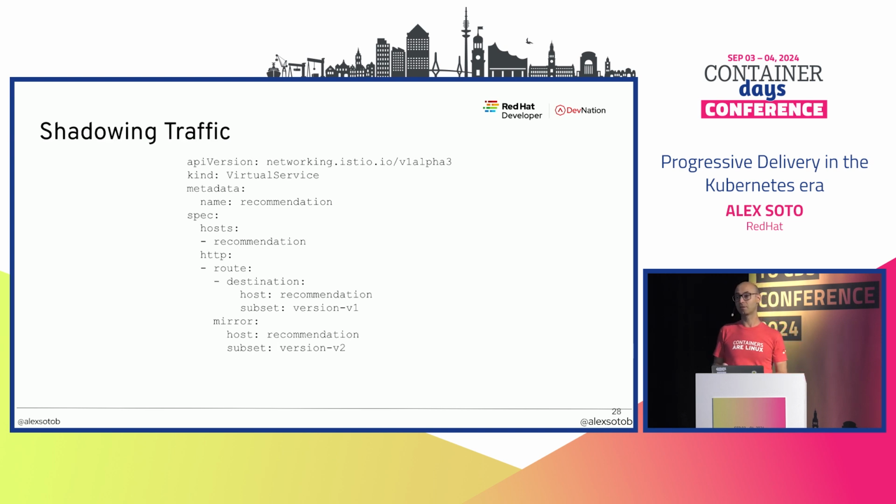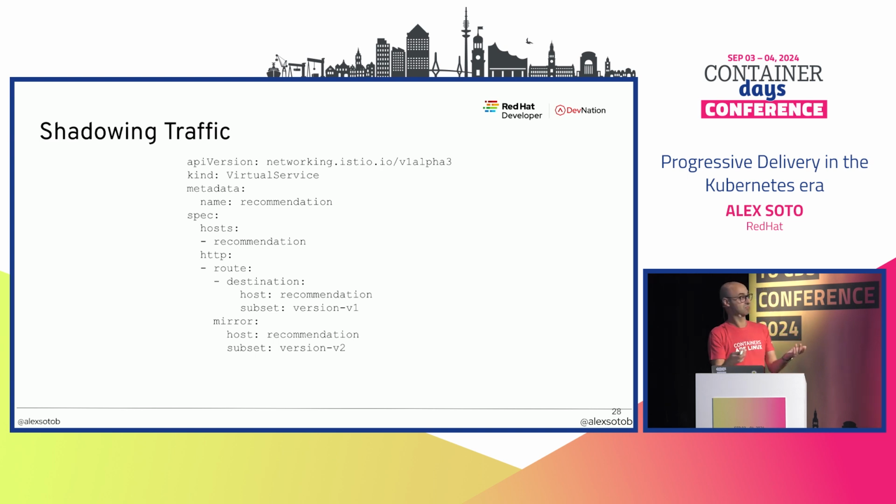Shadowing traffic, okay, how can I do this? Remember that shadowing traffic is this mirroring traffic that is sending one request to version 1 and the same request to version 2, but version 1 does a request and gets a response, while version 2 just sends a fire and forget request. How can I implement this? Well, you could do it in this way, right?